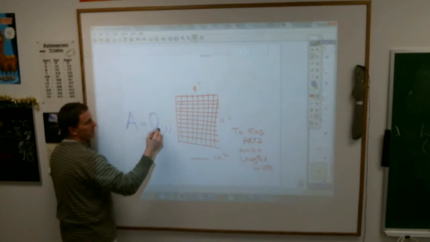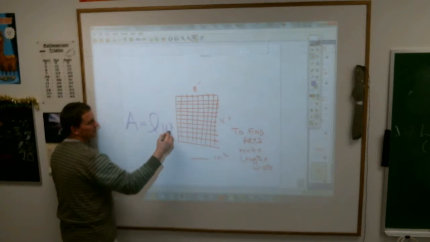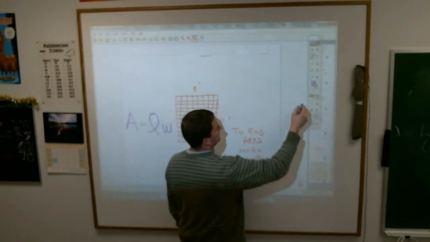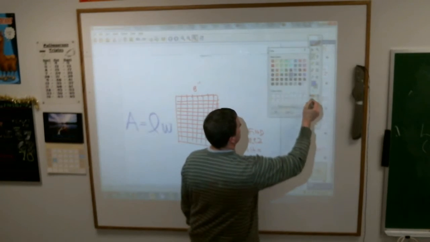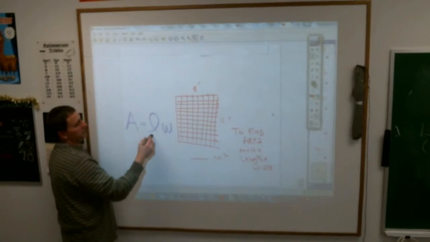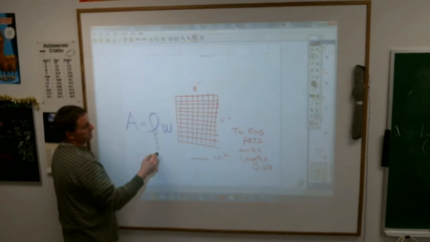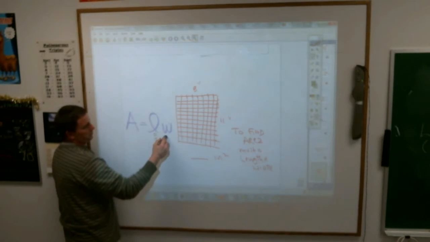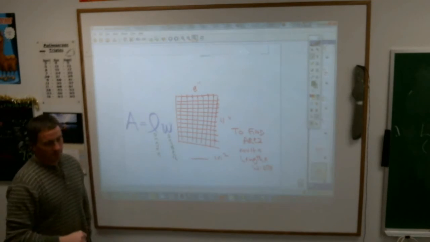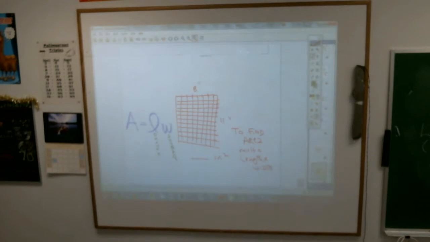And as a little side note, if you have a rectangle, how do you know what side is the length and what side is the width? Kate? The width is shorter. Yep, shorter than the length. That's exactly it. Length we usually call the longer side, and the width is usually the shorter side.